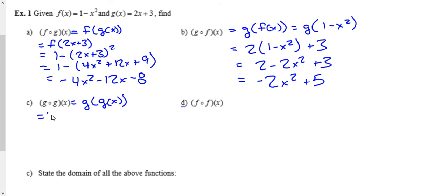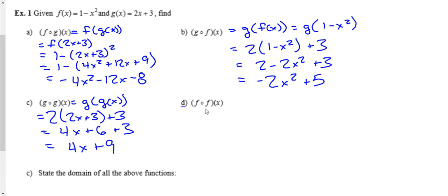So this is the same thing as saying, well, g of x is 2x plus 3. So I'm going to start off with my 2. Then I'm subbing in another 2x plus 3 into that exact same equation. Let's distribute out. That's 4x plus 6 plus 3. And this is now 4x plus 9.